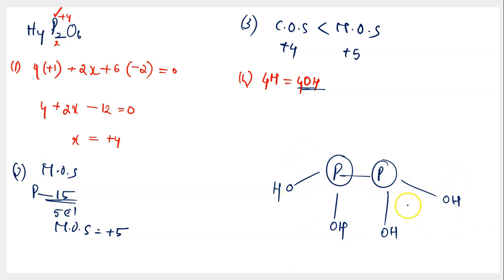And then other than whatever is represented already here, what else are we left with? We had 4 hydrogens, we represented all of them. We had 2 phosphorus, we represented all of them. We had 6 oxygens, we represented only 4. What about remaining 2 oxygen atoms? We can represent them connecting to each of the phosphorus units.